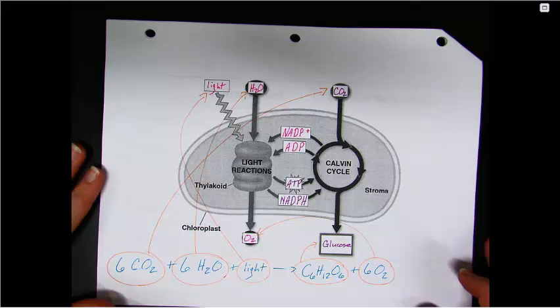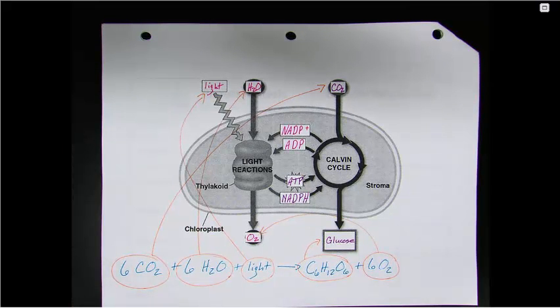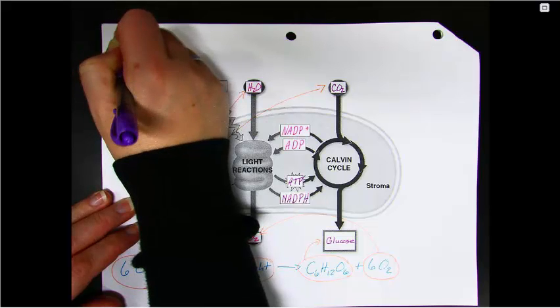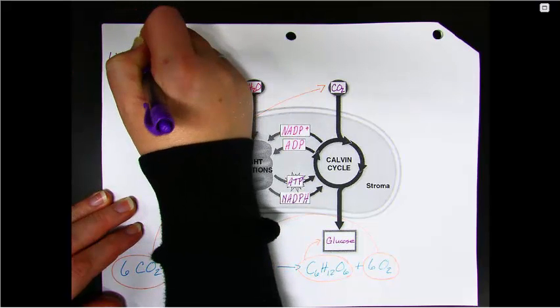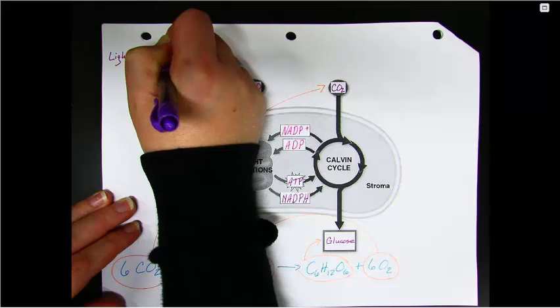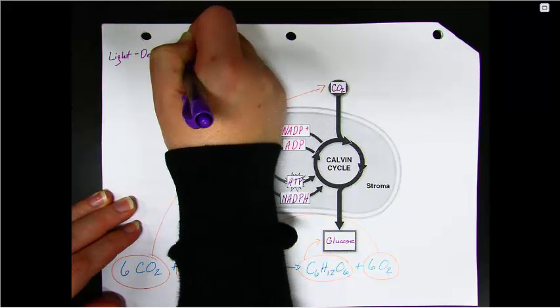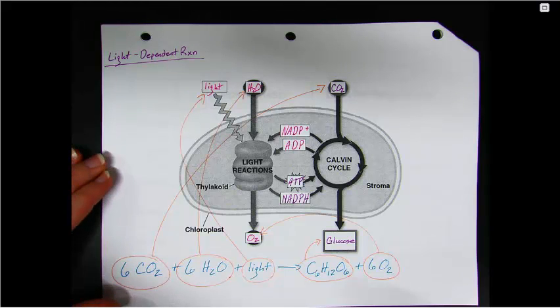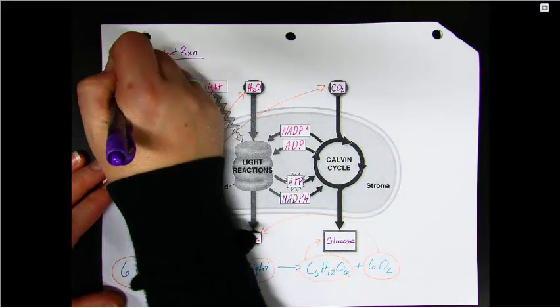Let's summarize this again to make sure that we know where each thing happens, what goes in, and what comes out. As you study for the tests and quizzes, these are the key pieces of information that you need to know. So starting with the light-dependent reactions, the locations of these are in the thylakoid.